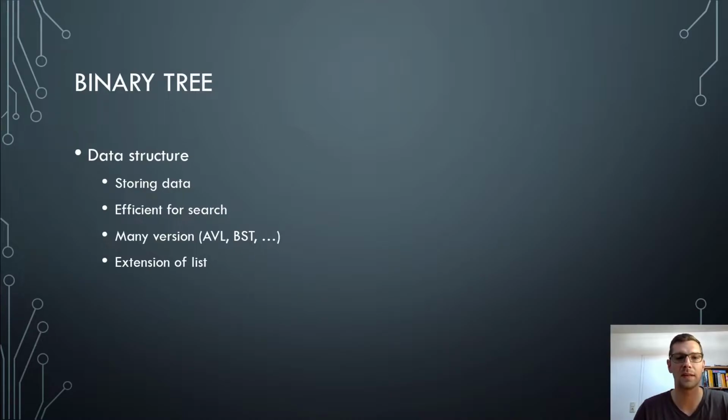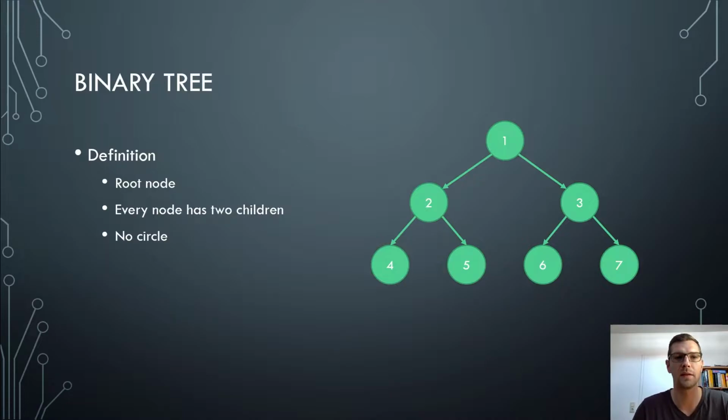Well, the binary tree is somehow an extension of a list, in the sense that we have two children instead of one as in the list. Alright, so let's have a look at the definition. We can say the tree has a root node and every root node has two children. And that leaves us also with some kind of recursive definition, because every other node is a binary tree again.